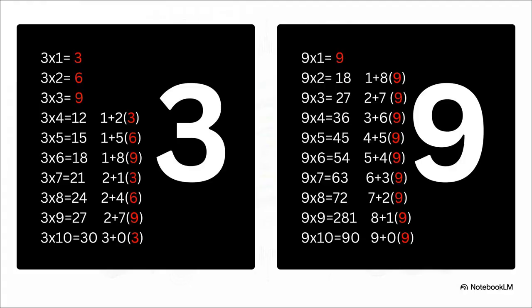Now check out what happens when we use this on multiplication tables. If you look at the 3 times table, the digital roots create this infinite loop of 3, 6, 9, 3, 6, 9. It just goes on forever. But then you look at the 9 times table, no matter what you multiply it by, the digital root is always 9. Wild, isn't it?